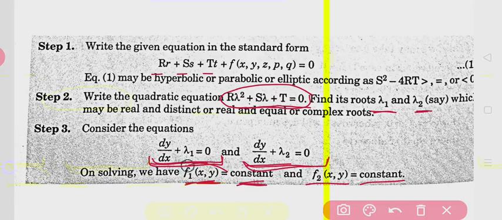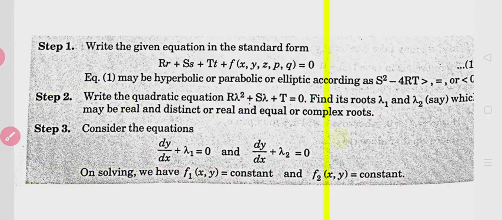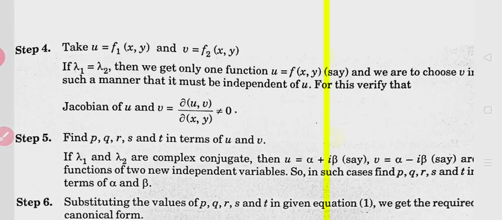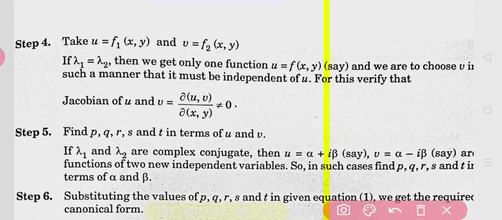I call this function some u. Okay, I call this some v. So I call these functions u and v. Okay, so what you have to do now, if you got both the values u and v, but sometimes it may happen that both lambda 1 and lambda 2 are equal roots.